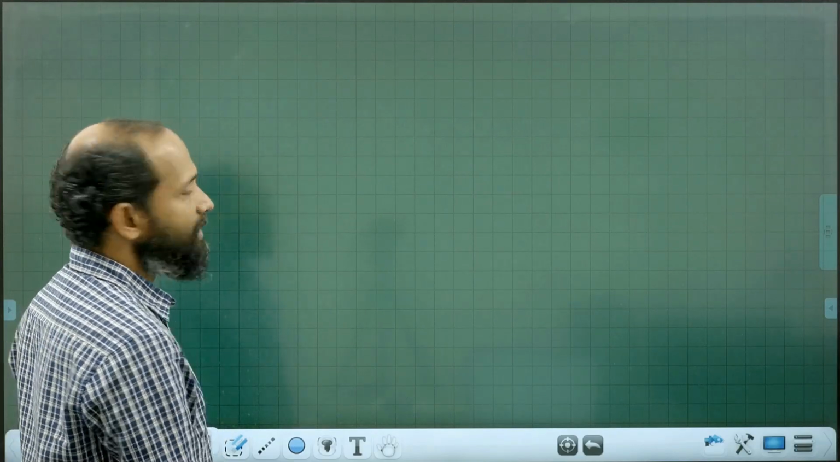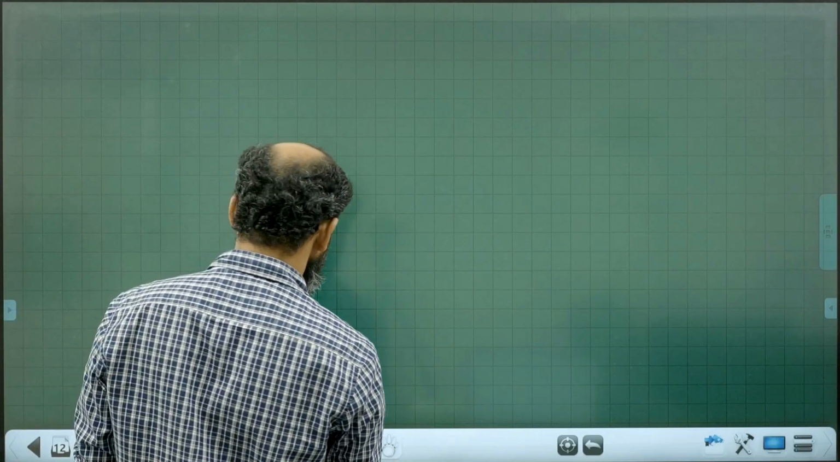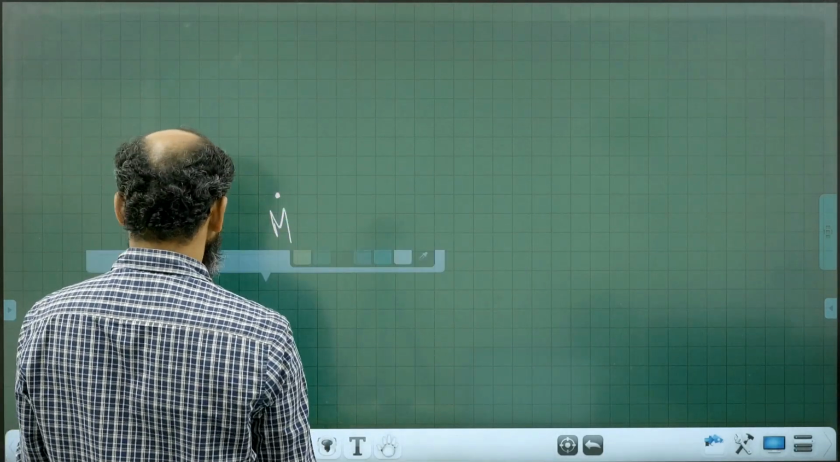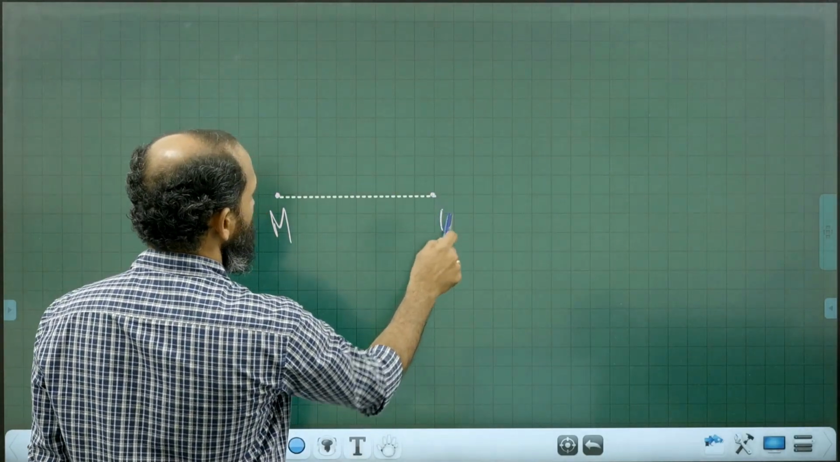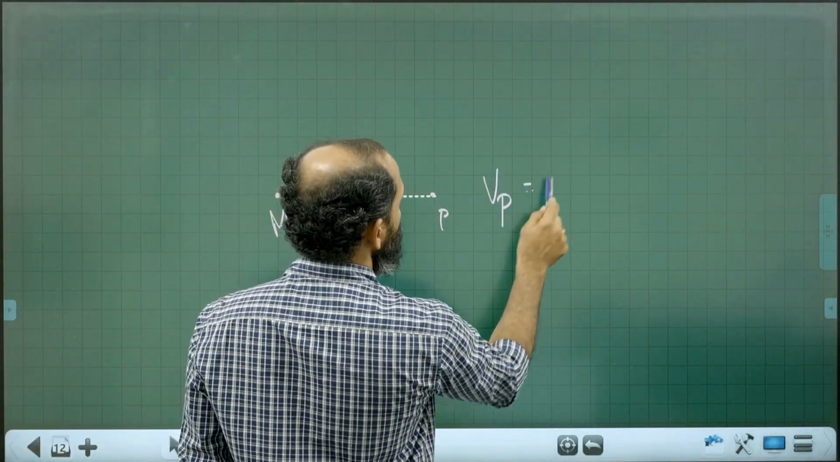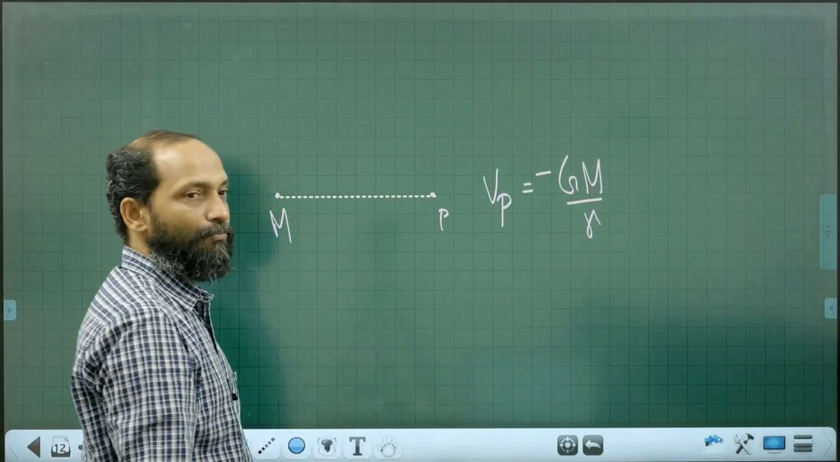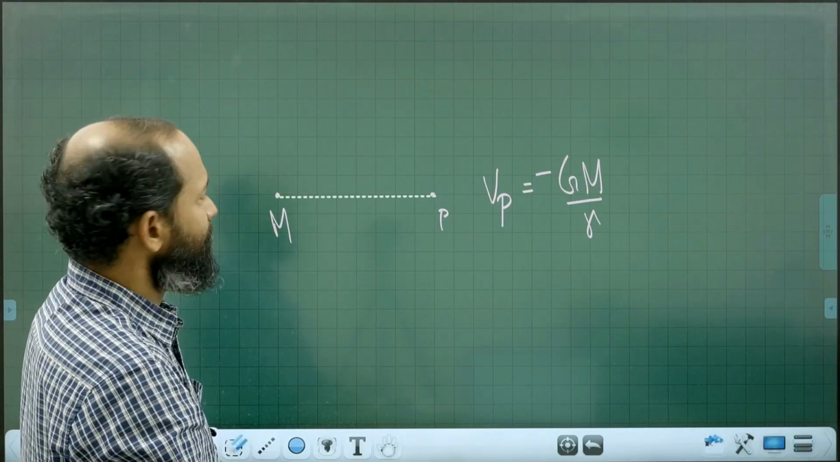Now gravitational potential and gravitational potential energy. You have a point mass, capital M, at radial distance r. The gravitational potential at the point P is defined as negative of GM divided by r. Force is always attractive, that's why gravitational potential is negative.